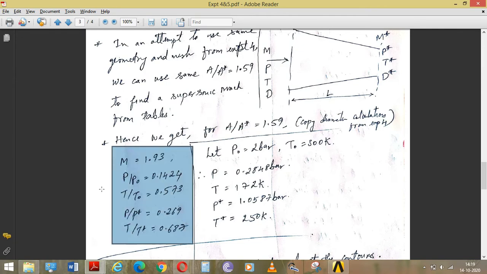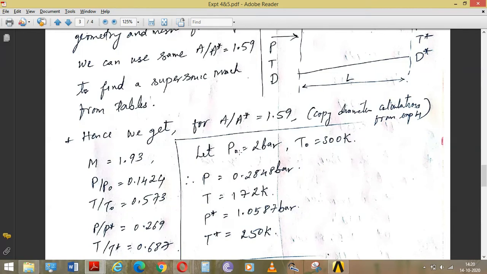Using all these pressure ratios and temperature ratios, now we have to fix some values. We have to assume some total pressure and total temperature. By referring to some papers and by my own experience at NAL, I have fixed the total pressure to be 2 bar and total temperature to be 300 Kelvin. Total pressure is nothing but the pressure in the settling chamber. Before the test section, there will be a settling chamber. So that pressure is 2 bar.